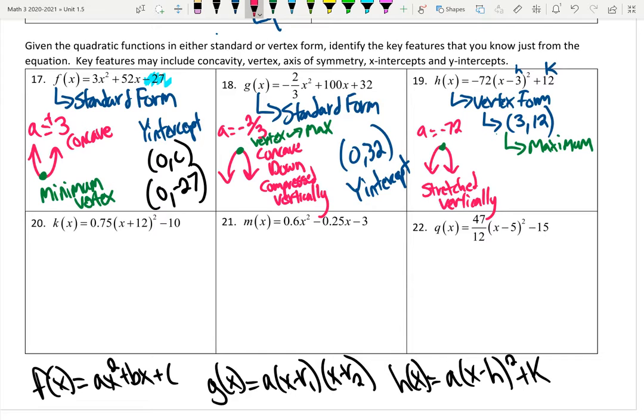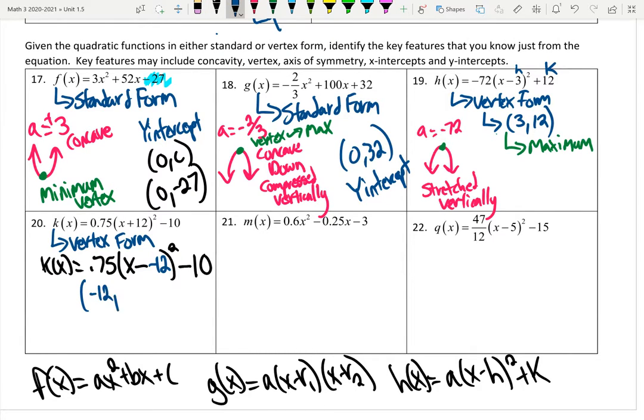Number 20, the form doesn't look too different. That's because it's vertex form. Now my vertex is always going to be, if I rewrite this as f of x equals 0.75, watch how I do it, x minus 12 squared minus 10. Writing this in this form helps me remember that the vertex of this guy is negative 12, negative 10.